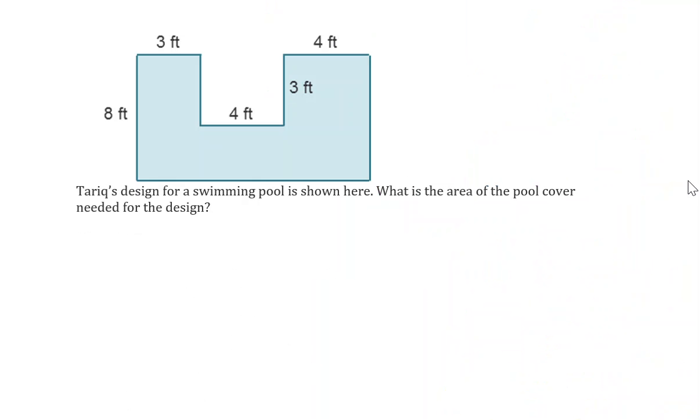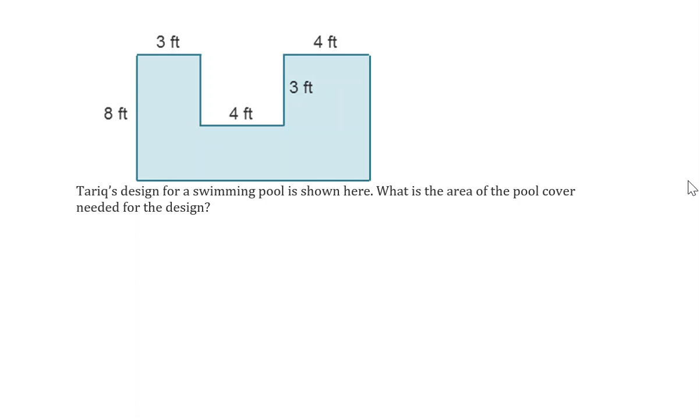Here's another example. And here we have what appears to be a rectangle with a piece cut out of it. And when you have these types of problems, you have lots of different options for how you want to divide it into different rectangles. You can divide it into smaller rectangles that you know the length and the width of and find the area of each one.